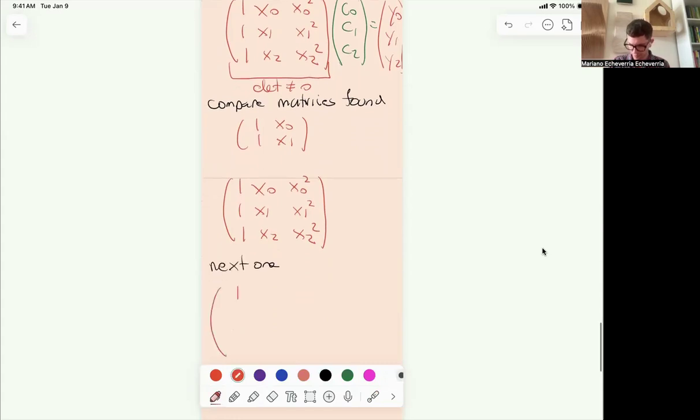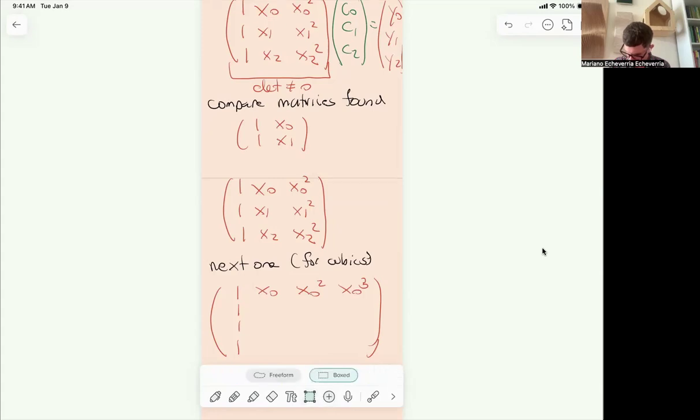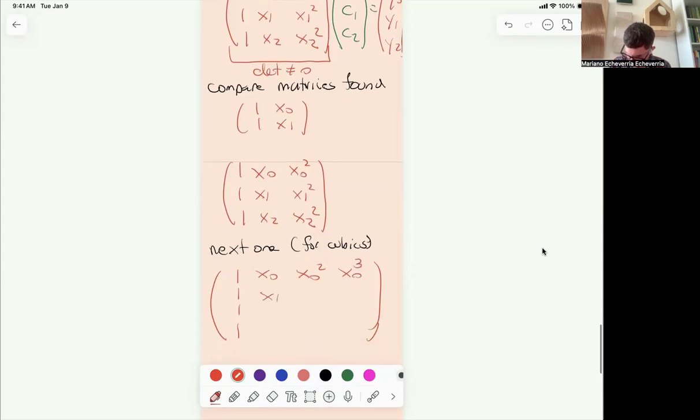would be what? 1 1 1 1, right? Then x0 squared, x0 cubed. This would be for the cubics, by the way. This is the one that you will use for the cubics. Then what? x1 squared, x1 cubed, x2 squared, x2 cubed, and then x3 x3 squared, x3 cubed, right?